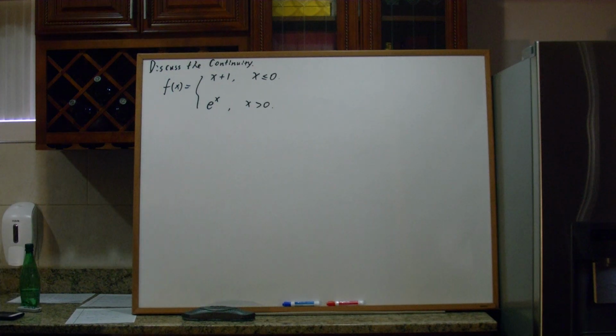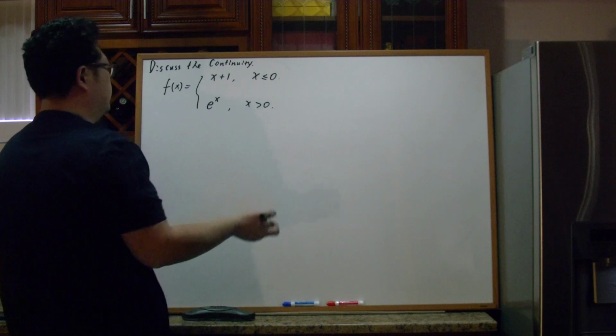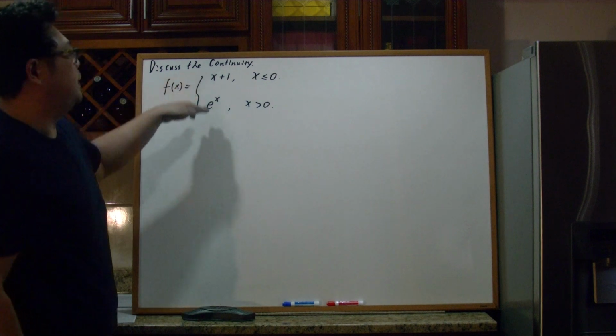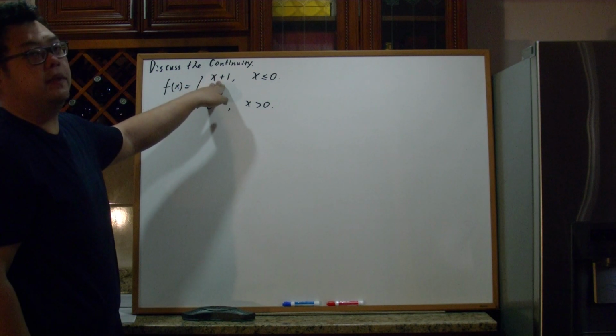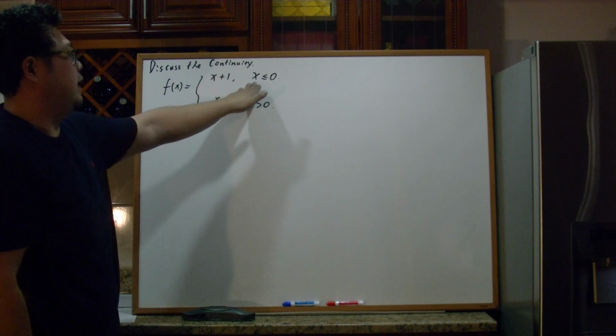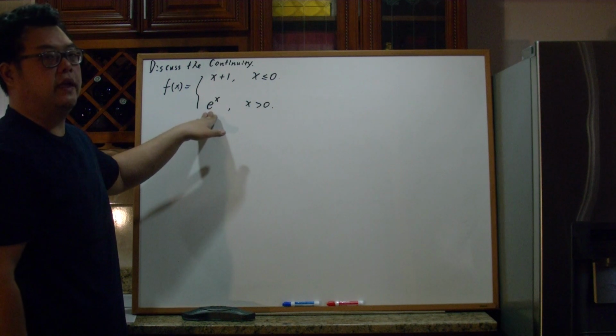For the one-side limit, f of x is defined as x plus 1 when x is less than or equal to 0, and f of x is defined as e to the x for x bigger than 0. Right, so we'll start by observing the function itself. The first piece is a polynomial, especially a linear function, when x is less than or equal to 0. For x bigger than 0 it is defined as e to the x.